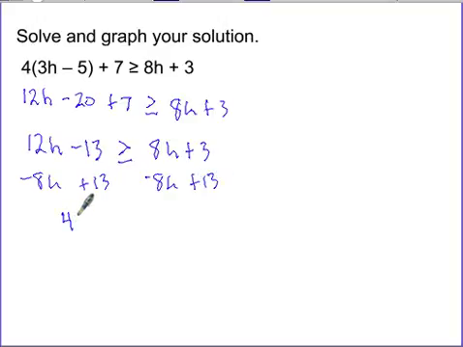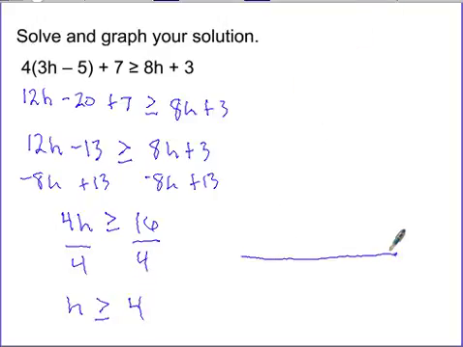So 4h is greater than or equal to 16. Divide by 4. Divide by 4. And then h is greater than or equal to 4. All right, so graph our solution. I like simple number lines, you've known that.